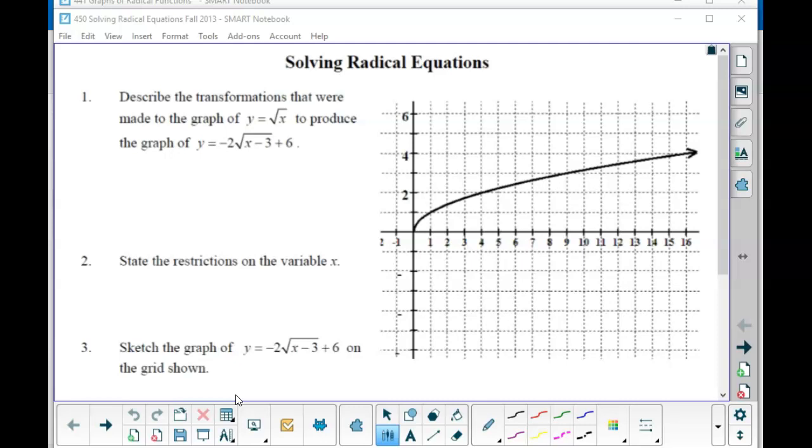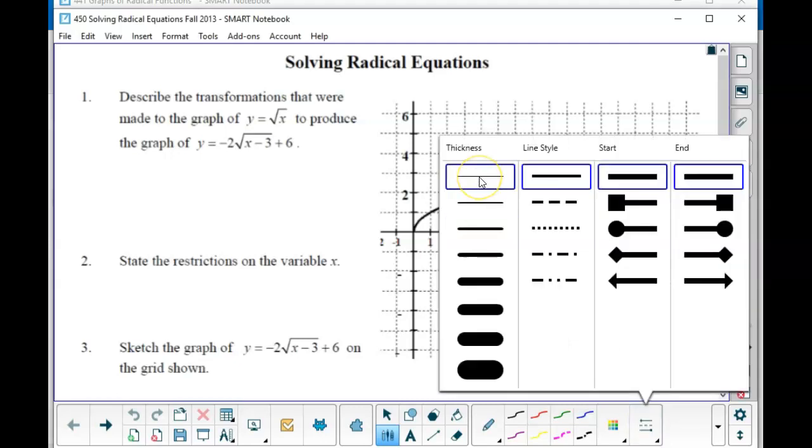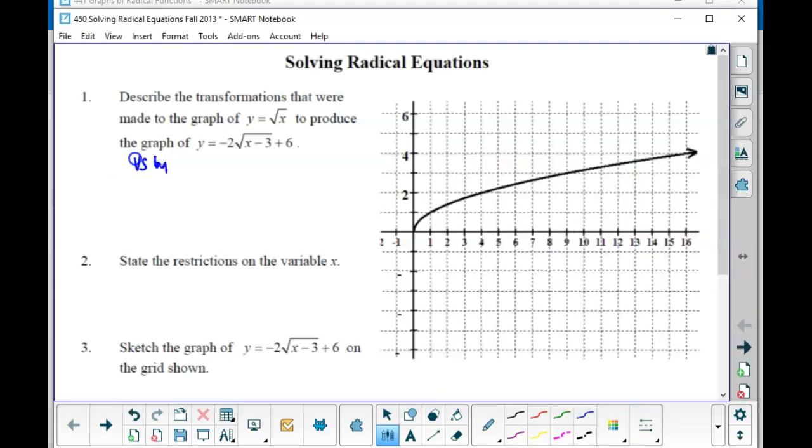Okay, I'm going to use abbreviations here. Vertical stretch by 2, reflection in the x-axis, vertical translation 6 up, horizontal translation 3 right. On a test, you're not going to short form it. I did that here to save space. Here, we know our vertex is (3, 6), so 3 for x, 6 for y.